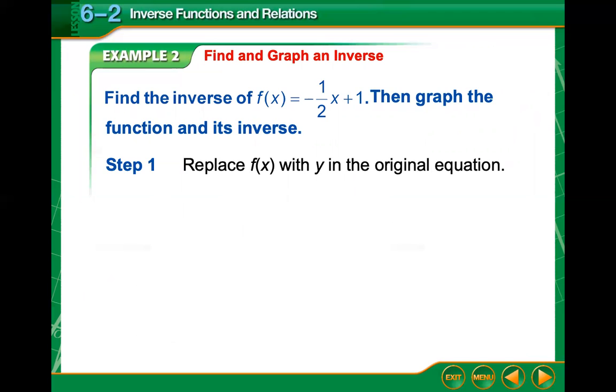So the first thing we're going to do, step 1, is replace f of x with y, so that we have it written as y equals. Sometimes this is done for us, sometimes it's not. So in this case, that's one of the things we need to do.